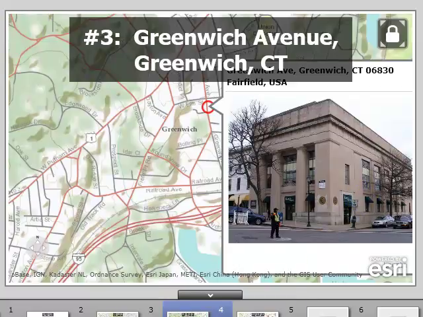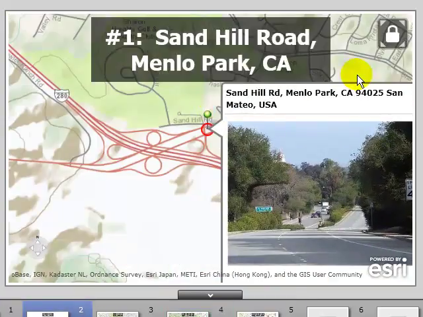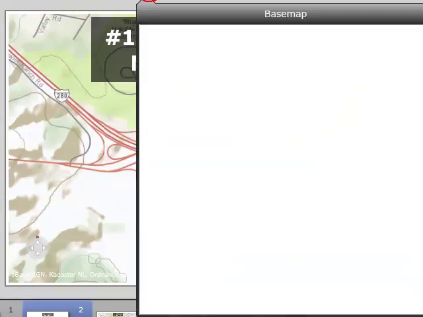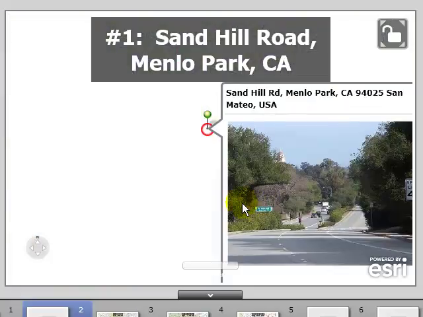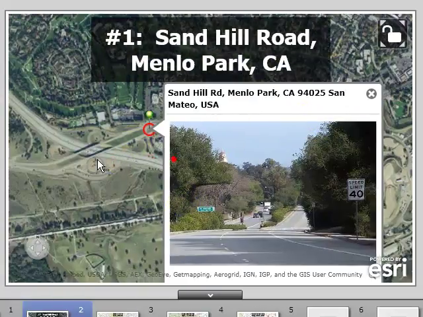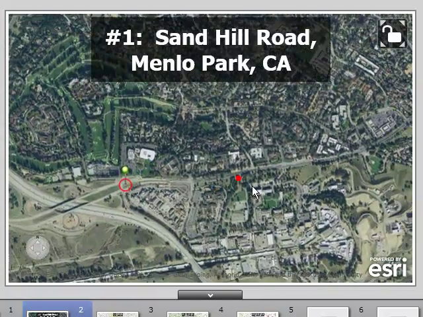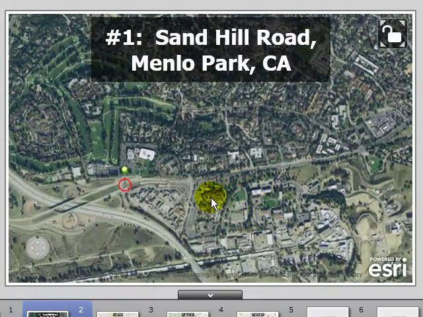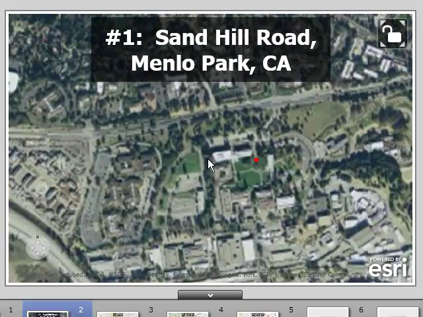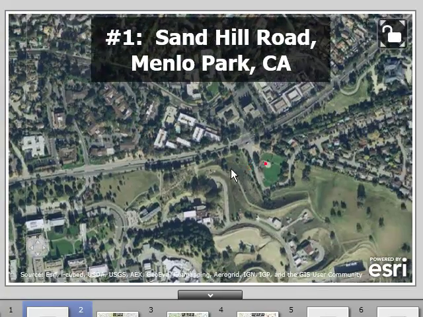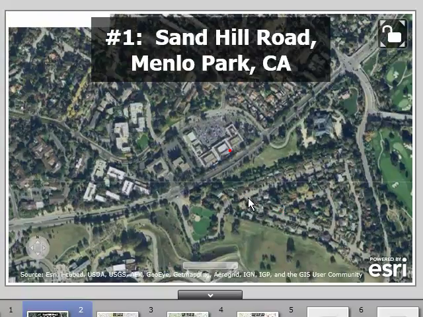Let me illustrate. Let's go back to the first slide, Sand Hill Road, Menlo Park. I'm going to unlock that, and then I'm going to change the base map to an image base map. I'm also going to get rid of that ground photograph. Okay, I'm looking at the land use and land cover there. Looks like some pretty big office buildings. Interesting. So I can get a sense for what that neighborhood is like.